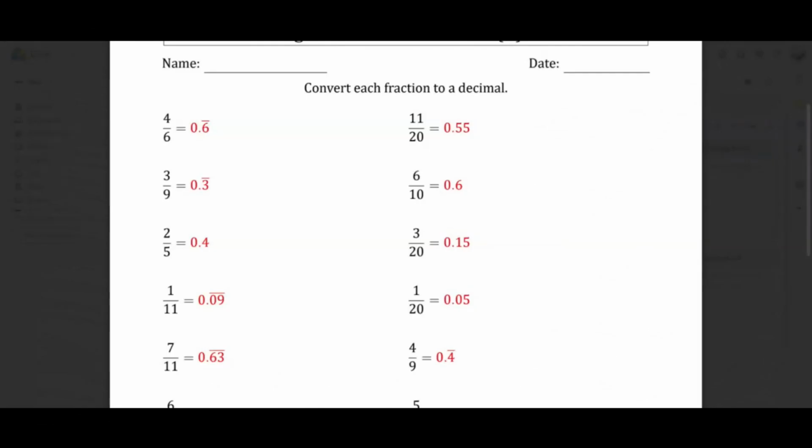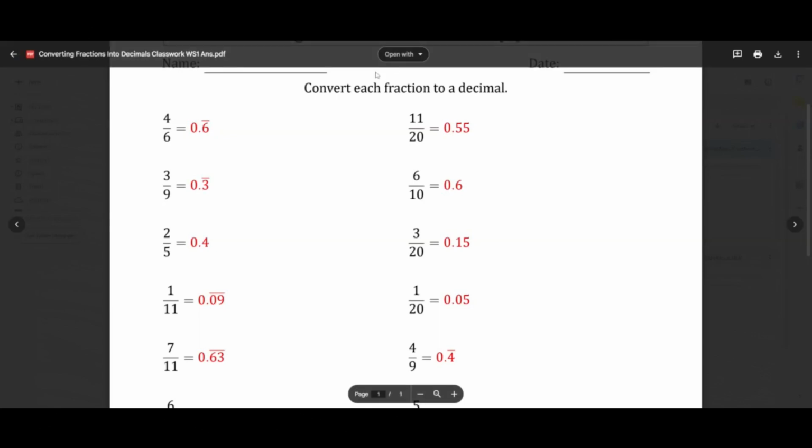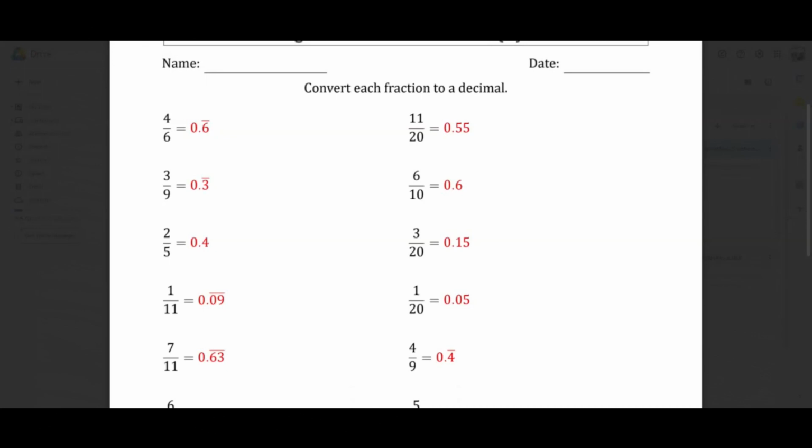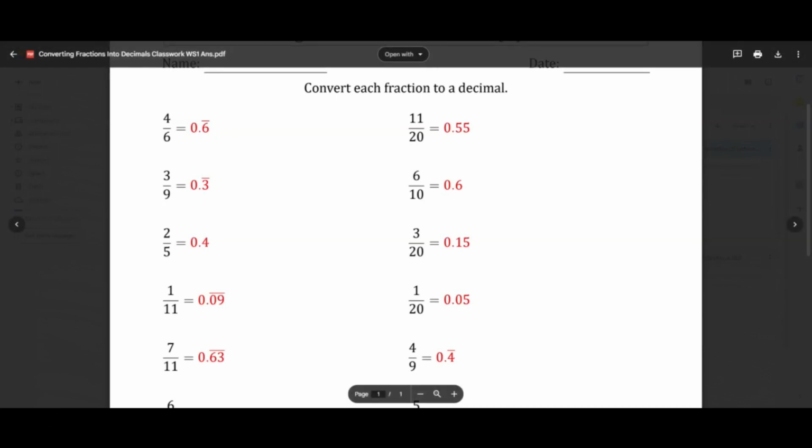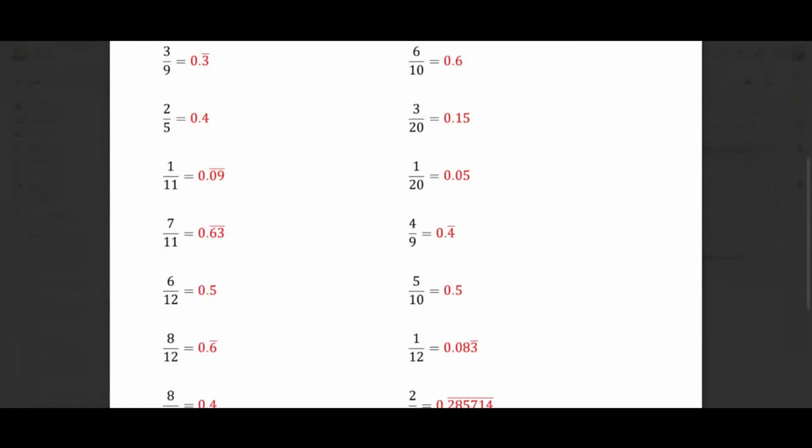All right. I'm going to go ahead and show you the answers. I'm going to start with the fraction to decimal. This does not show them rounded to the nearest hundredth. It did not tell you to do that. I put it in the chat. So if you did, then this would be 0.67. This one would be 0.33. This would be 0.40. This would be 0.09.